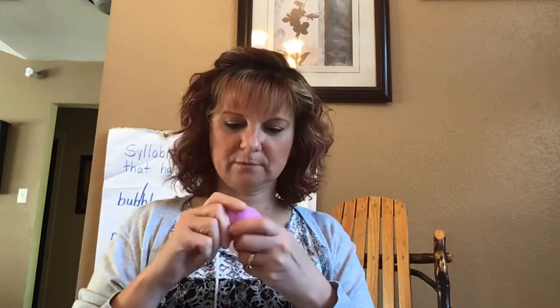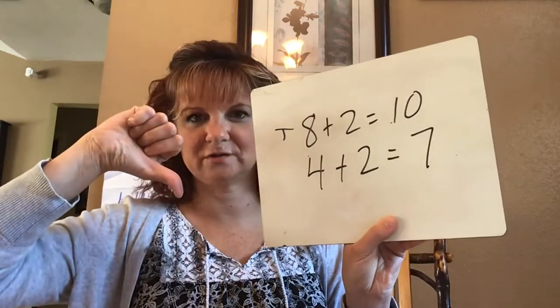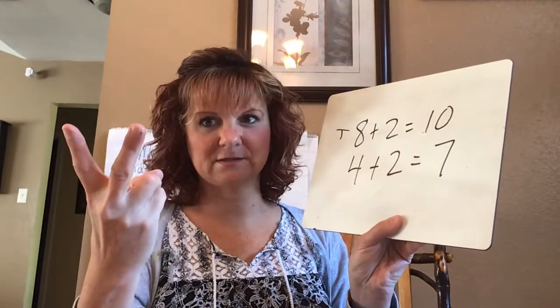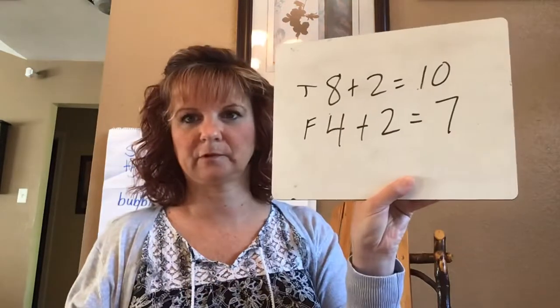Another purple one. This is light purple. All right. 4 plus 2 equals 7. What do you think? True or false? Yeah, you should have done thumbs down, definitely. 4, 5, 6. 4 plus 2 is 6, not 7. So we're going to give that an F for false. Good job. All right, try the next one.